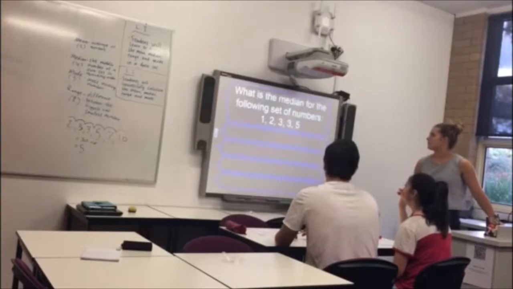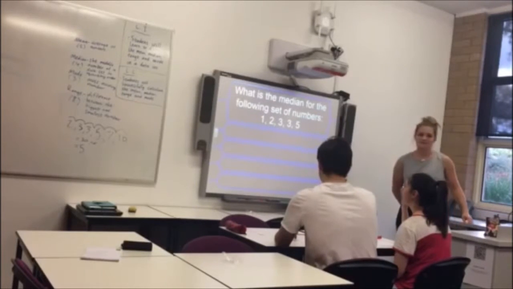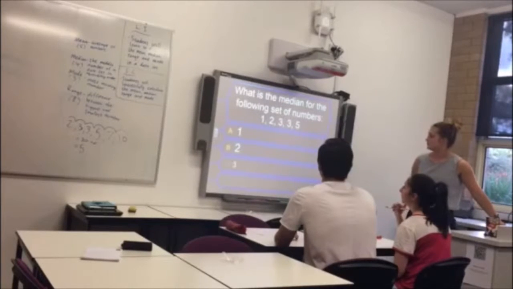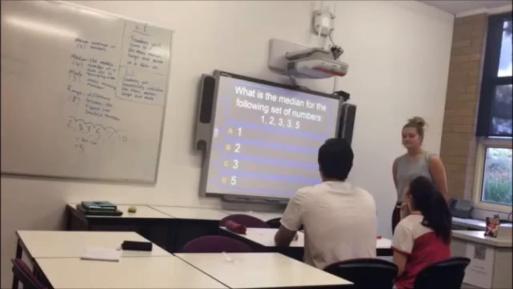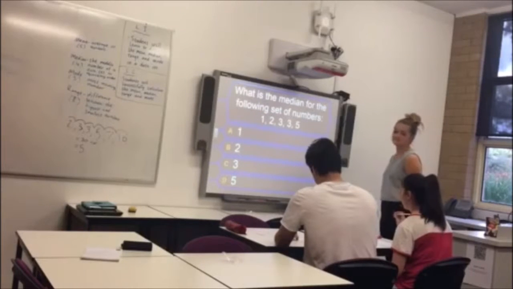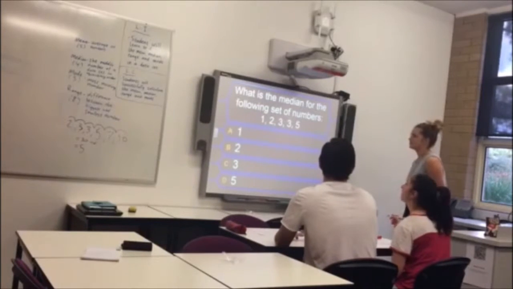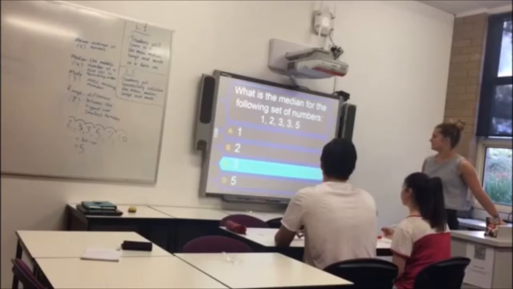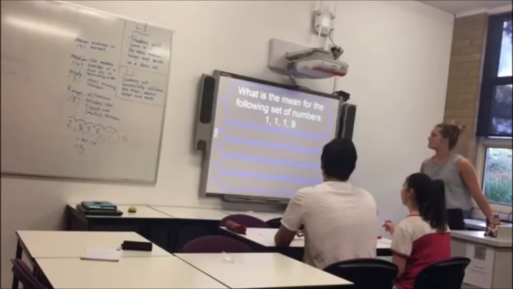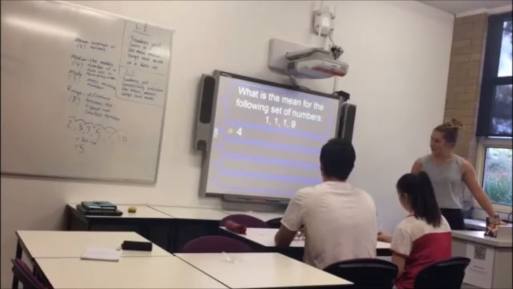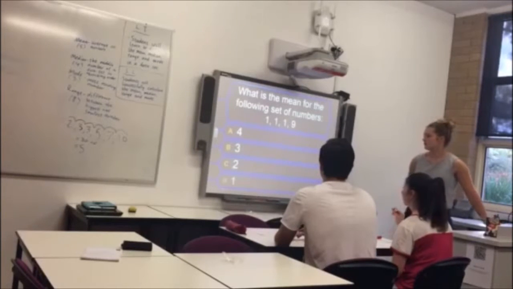Question 3. What is the median for the following set of numbers? 1, 2, 3, 3 and 5. Is it 1, 2, 3 or 5? Can someone remind me what the median is? Median is the number in the middle. So what's the number in the middle? 3. Awesome job, guys. Question 4. What is the mean for the following set of numbers? 1, 1, 1, and 9. Is it 4, 3, 2, or 1?